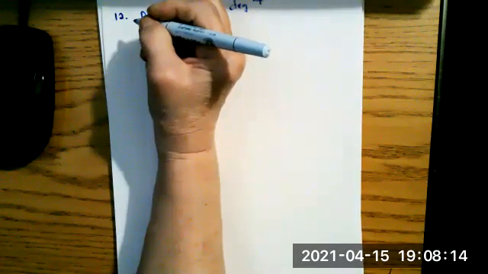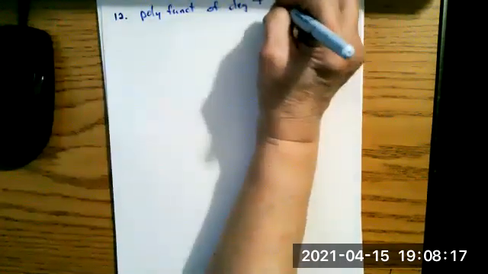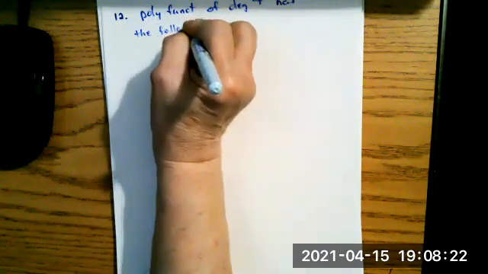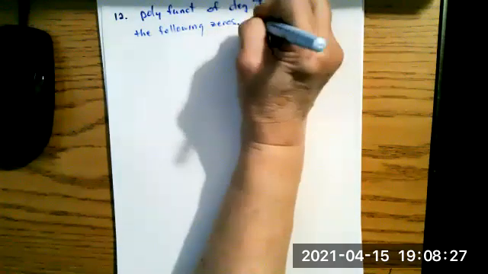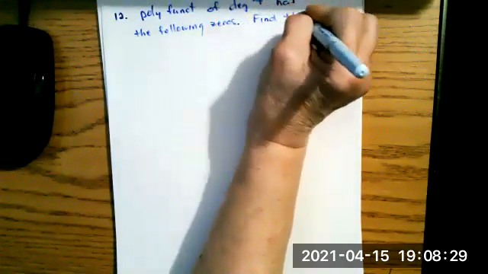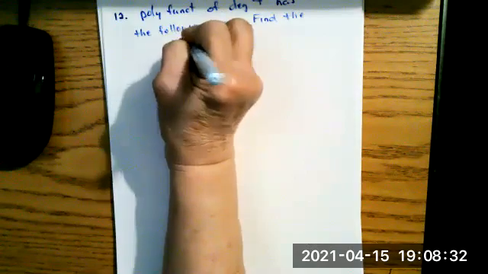Let's try number 12. Okay, so you have a polynomial function of degree 4. And it's going to say with rational coefficients, they have to say that because of the theorem. It says it has the following zeros. Find the other zeros.